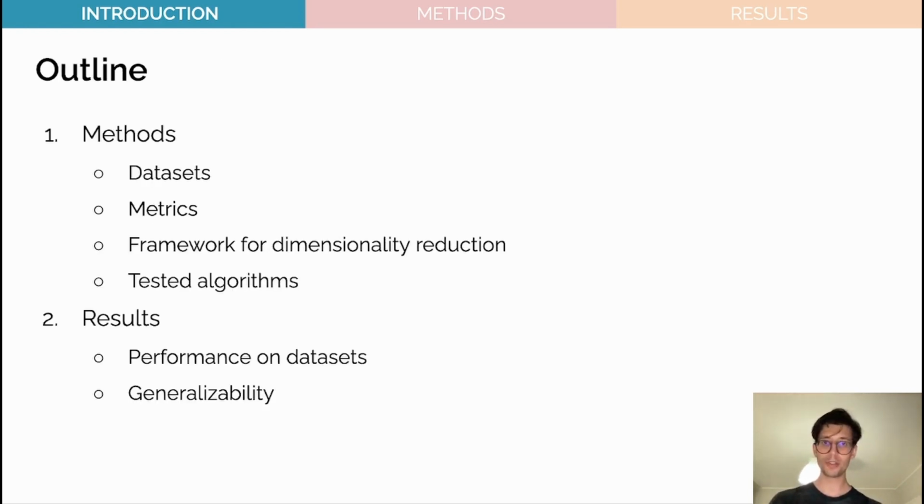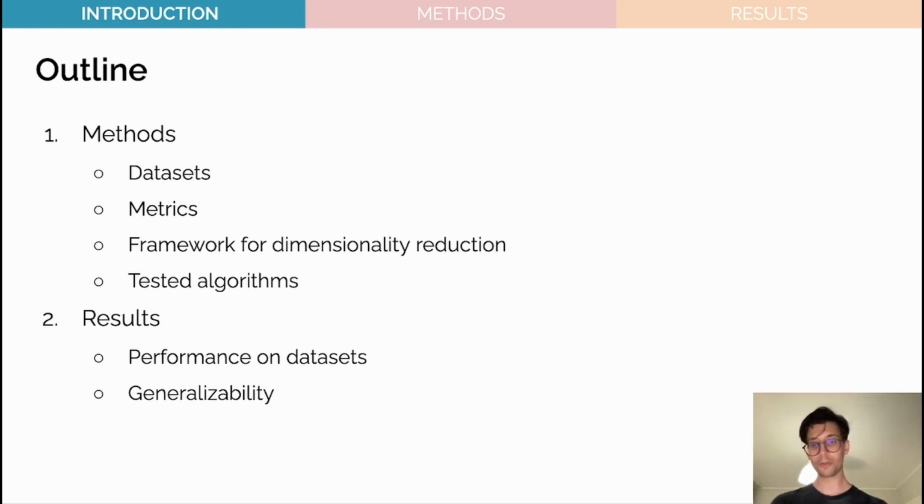The rest of the presentation is divided into two sections: methods and results. We'll talk about the datasets that we will use for assessing the applicability of our dimensionality reduction methods and the metrics that we will use for those datasets. Then we will talk about the specific framework that we will use for dimensionality reduction and what exactly algorithms we tested.